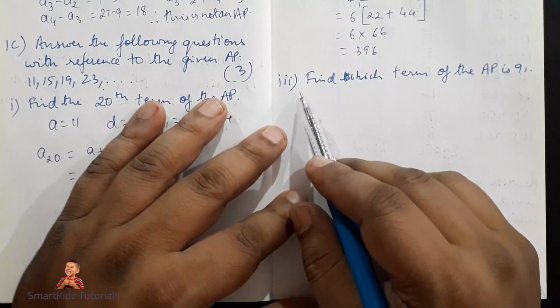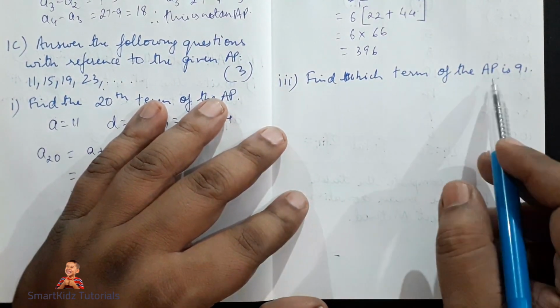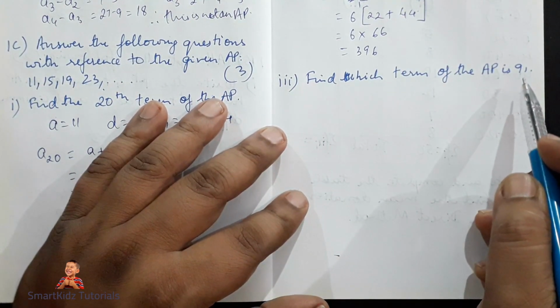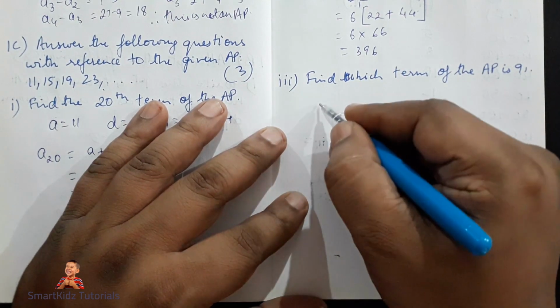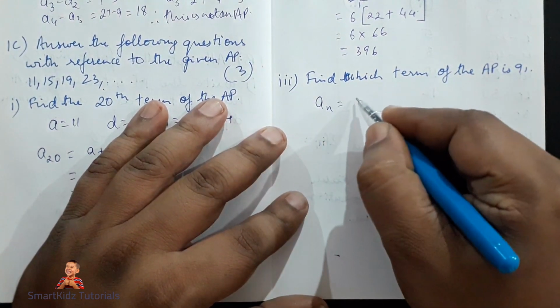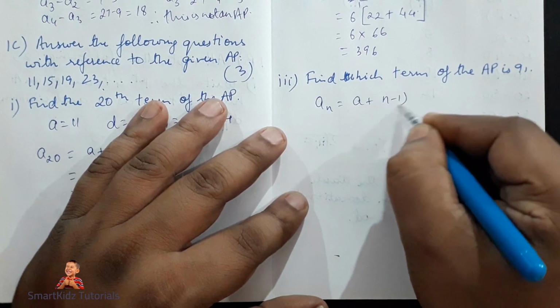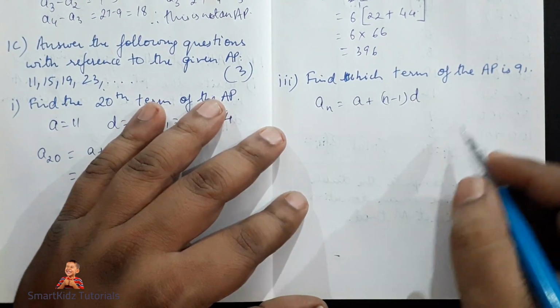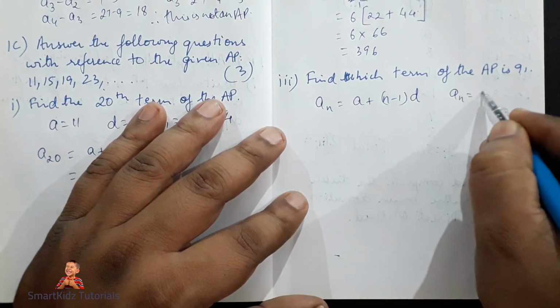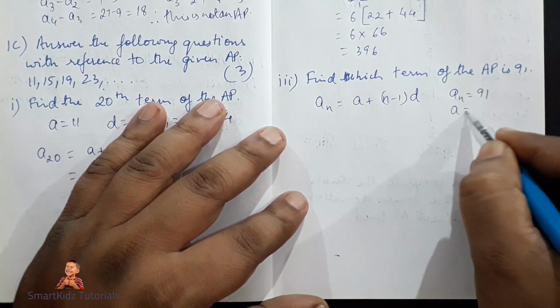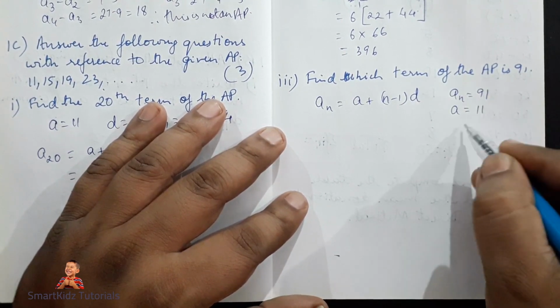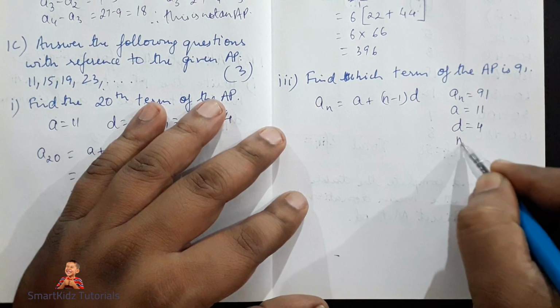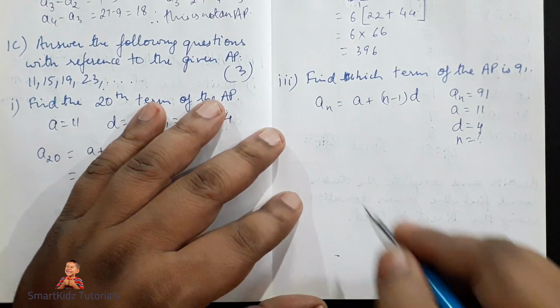The third question, find which term of the arithmetic progression is 91. For this we need to use the formula an equal to a plus n minus 1 into d. The value of an is equal to 91, a is once again 11 and d is 4. n is what we need to find out.